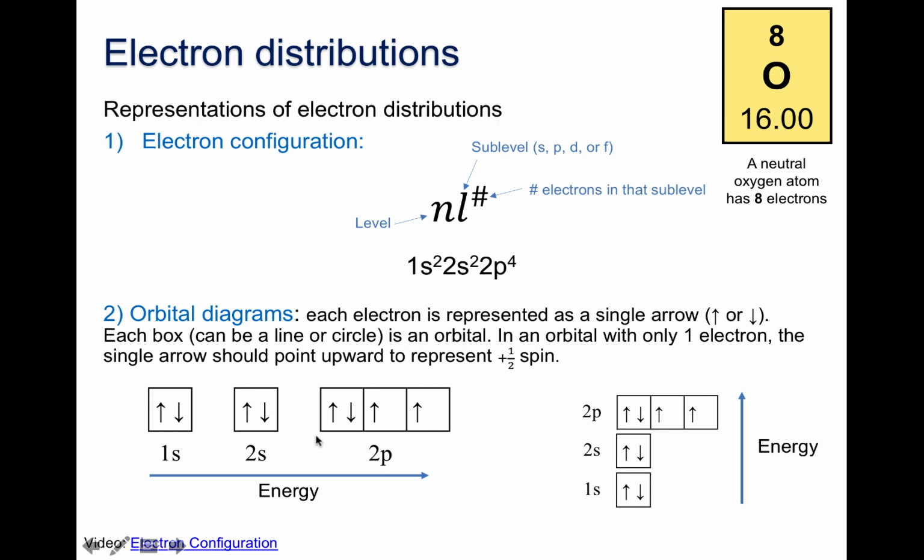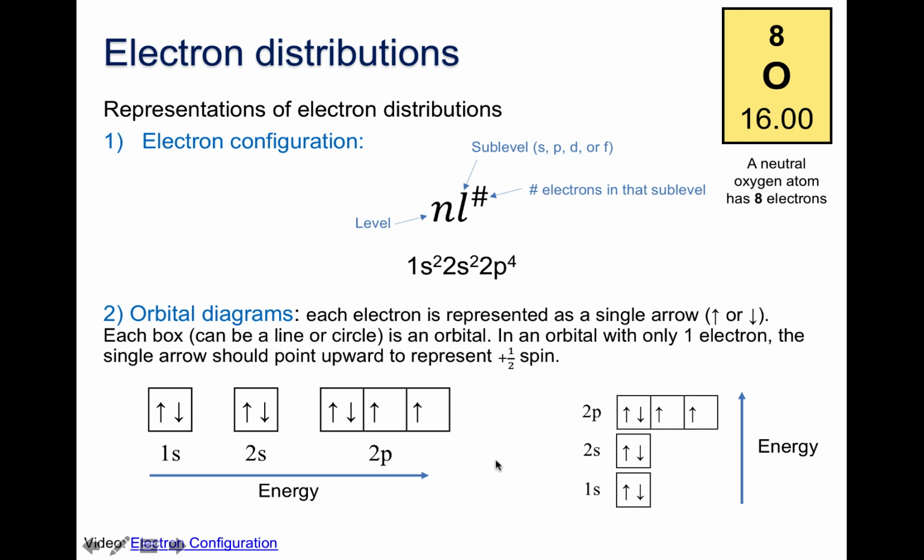And then in the 2p sublevel, we draw 3 boxes to represent the 3 possible orbitals that are on any p sublevel. And then we distribute those 4 electrons as far apart from each other as possible. And so in the first box, there's one up and one down. And in the remaining 2 boxes, there's only 1 electron, and each of them has to be facing up by convention.